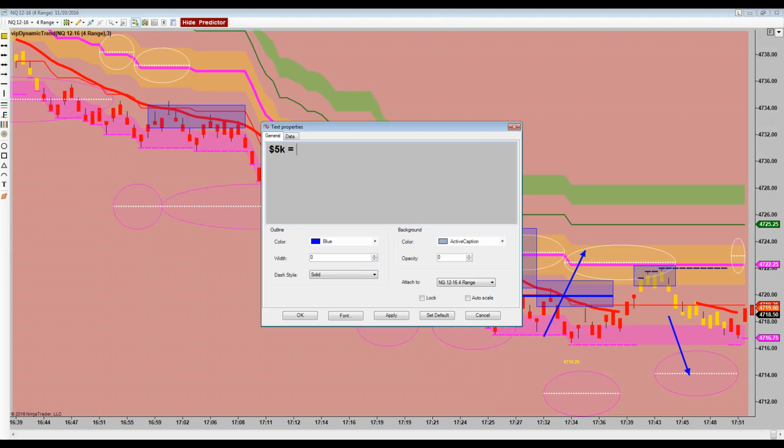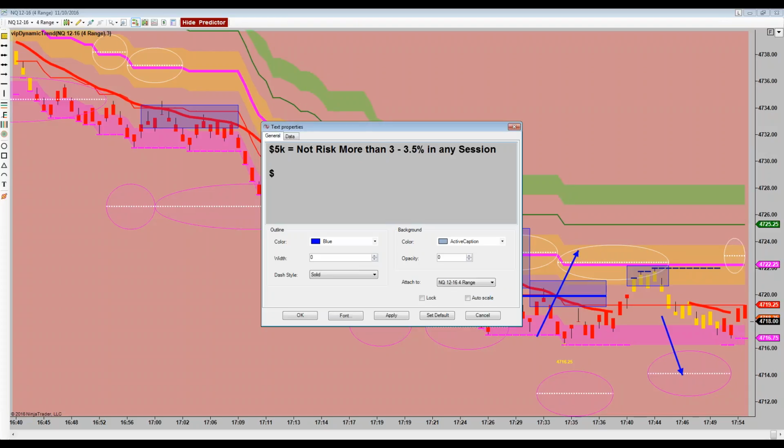So if you have a 5K account, you never want to risk more than 3 to 3.5% of your account in any given trading session, whether that's at night. So you can do the math. That's about $150 to $200. You don't want to lose more.